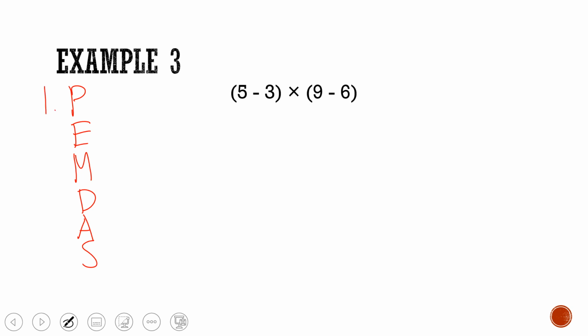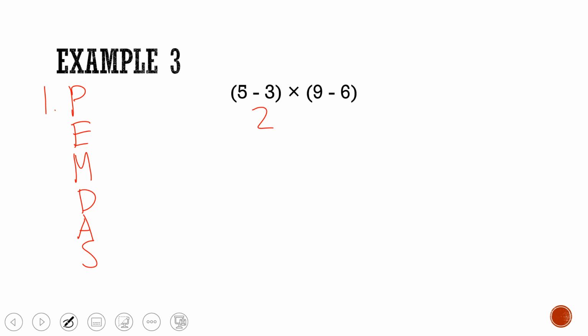So this time, our first step is parentheses. In this case, we do have parentheses. We have 2 sets. So we have to do that part first. So first, let's do that 5 minus 3. So 5 minus 3, we know is 2. So we'd have our 2. Now let's do our other set of parentheses, the 9 minus 6.